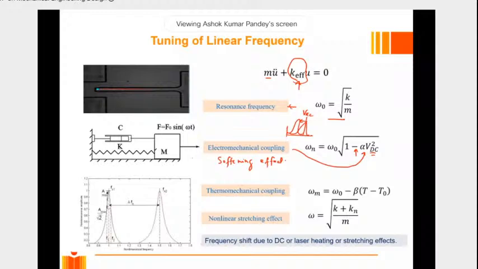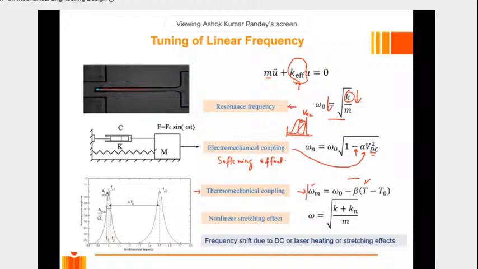Second way is thermomechanical coupling. If you heat the structure, what will happen? Because of the temperature also it becomes soft, right? And since k becomes soft, meaning k reduces, your omega will also reduce. And how it works? It works through this particular expression, right? So if you increase temperature, it means that your frequency is going to reduce.